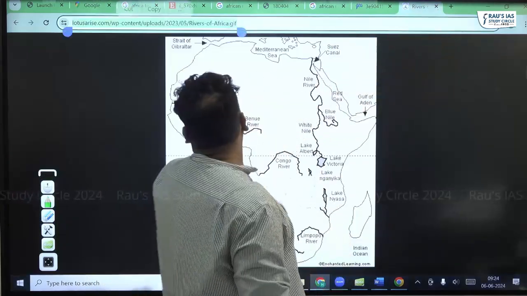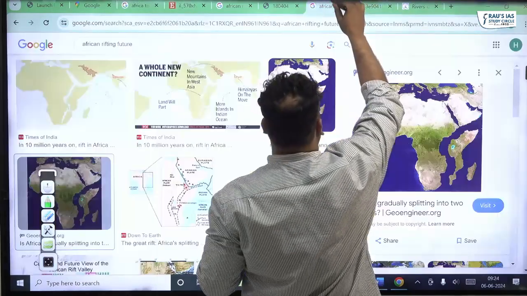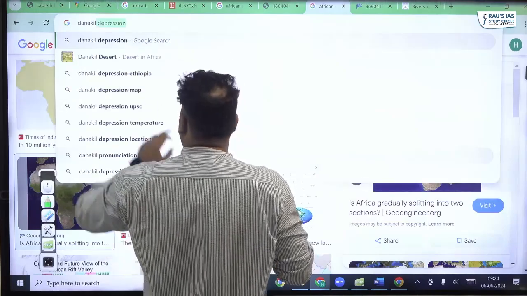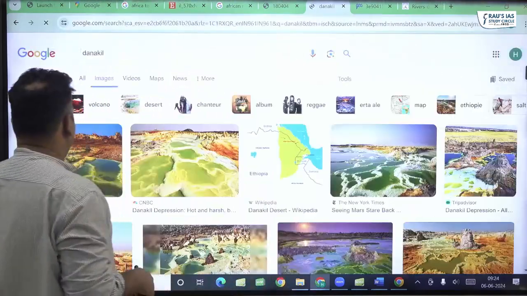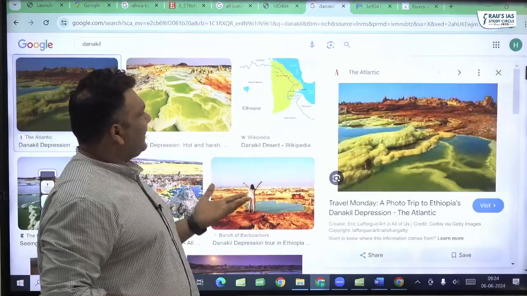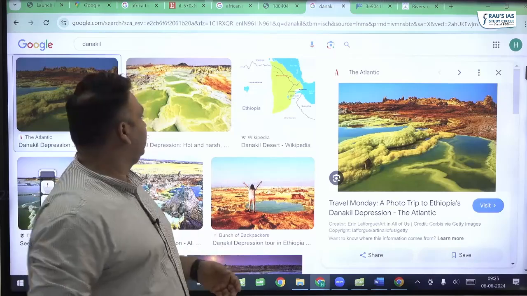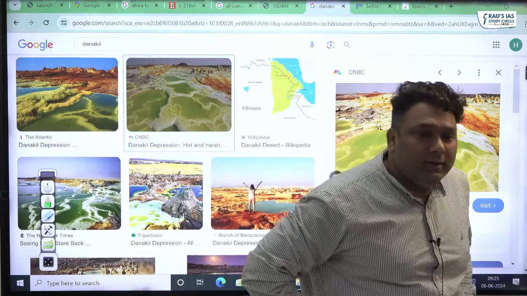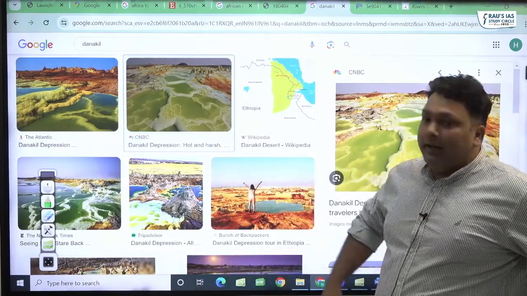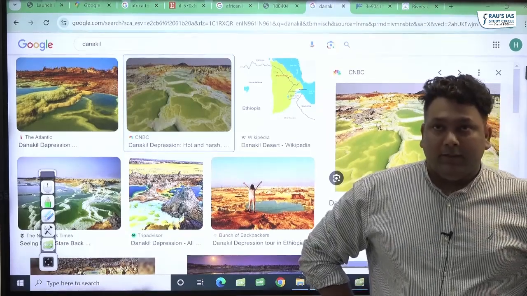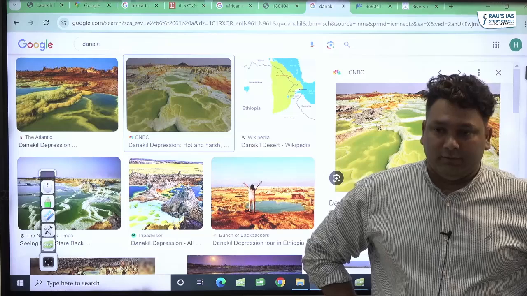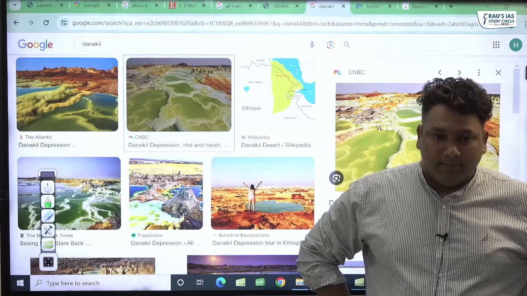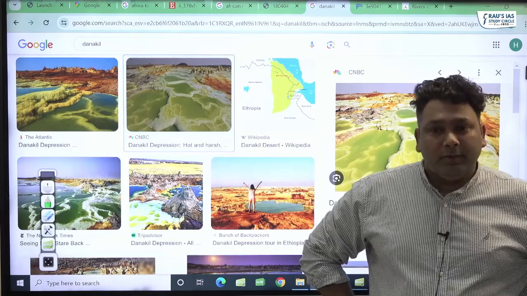In Ethiopia, you can write Eritrea also, part of Eritrea and part of Djibouti, there is Danakil Depression, D-A-N-A-K-I-L. Danakil Depression. It is the world's most inhospitable place.